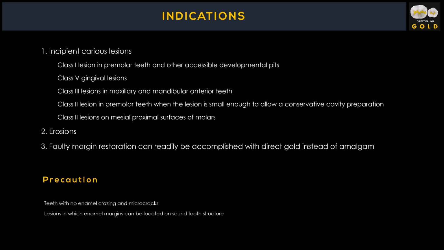But whenever we are choosing direct filling gold restorations as the material of choice, we should take some precautions. Teeth with no enamel crazing and micro cracks should be selected. Carious lesions in which enamel margins can be located on sound tooth structure only should be selected. If the carious lesion extends quite subgingivally, we may have to go for alternative materials or cast metal restorations.